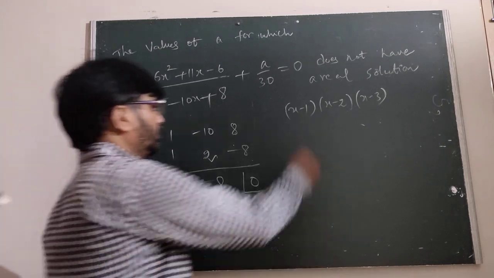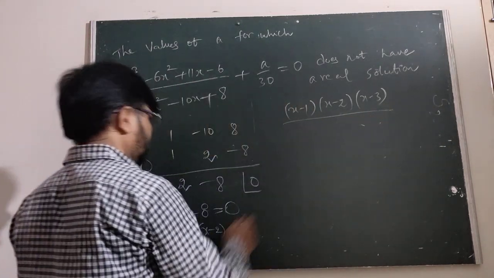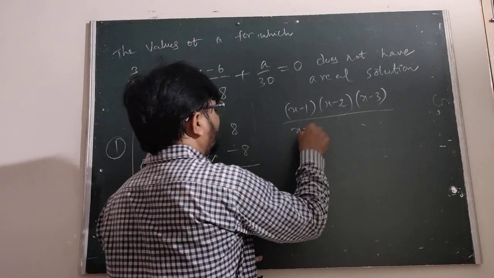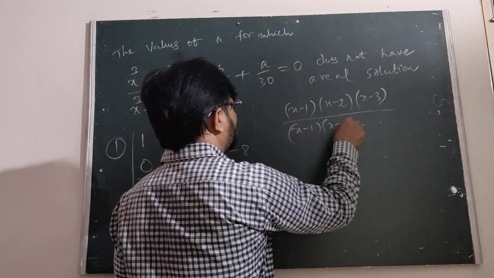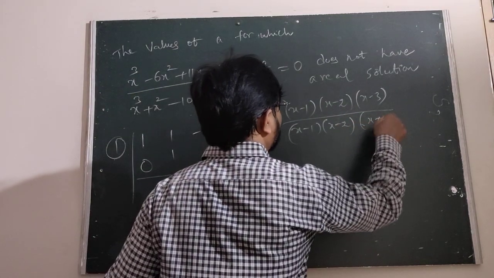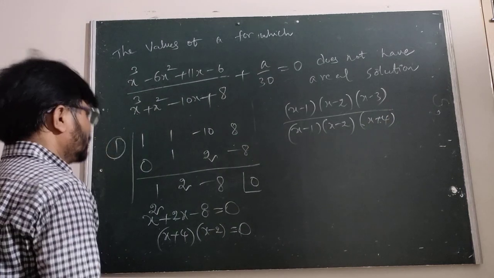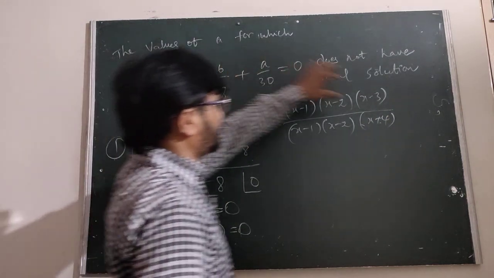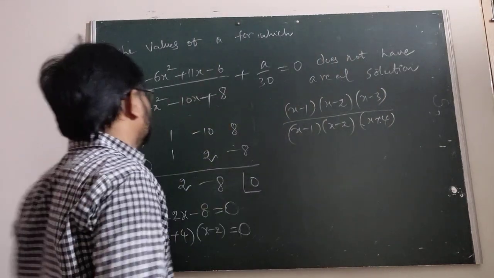Now this one is x minus 1. This is one of the factors, x minus 1 and x minus 2. The remaining one is x plus 4. So these are the factors of this one. After here giving a plus 30. Now we are finding the values of a.